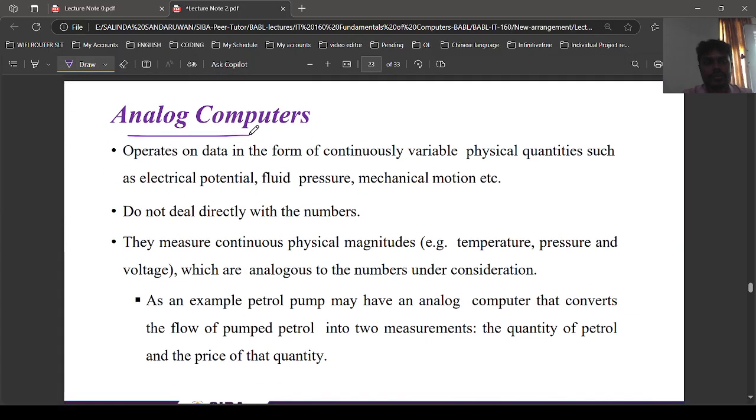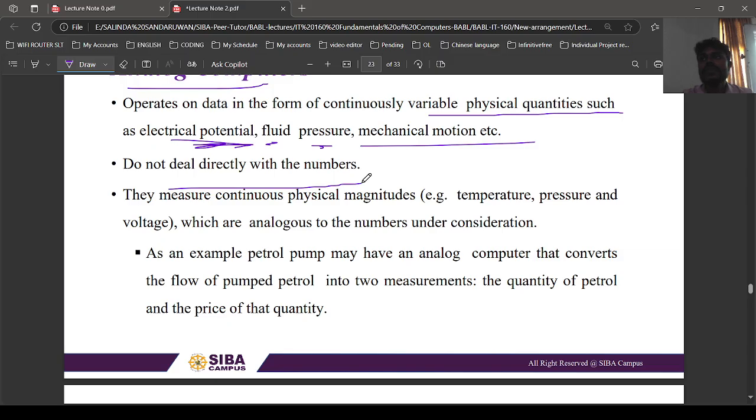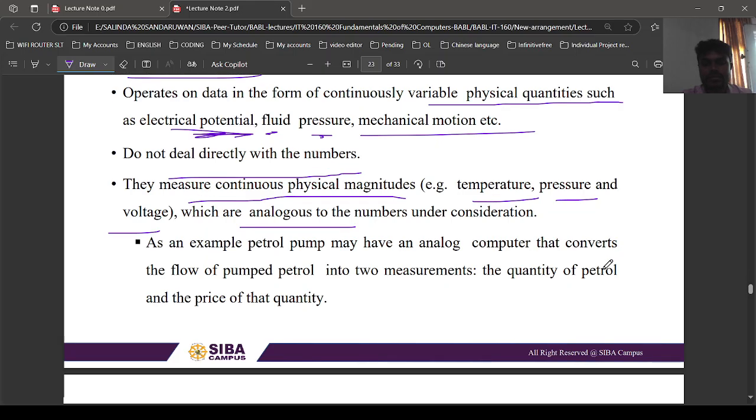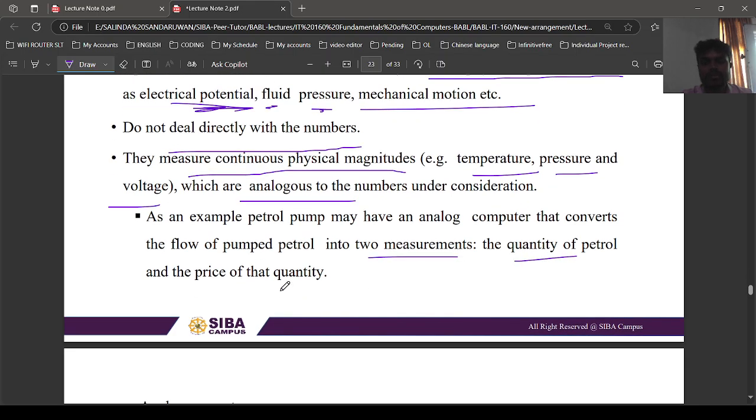Now the analog computer operates on data in the form of continuously variable physical quantities such as electrical potential, fluid pressure, and mechanical motion. Likewise, they do not deal directly with numbers, right? They measure continuous physical magnitudes, temperature, pressure, and voltage, which are analogous to the numbers under consideration. As an example, the petrol pump. That's the same example I have. It will measure two things: quantity of petrol and the price.